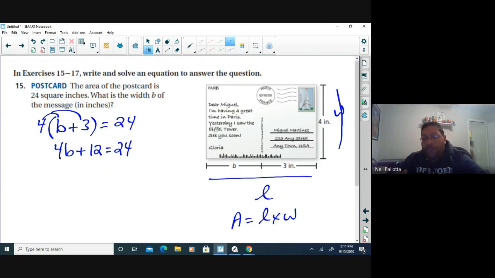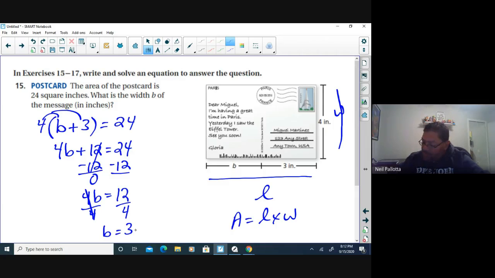We have our two-step equation. We use the inverse operations. So we're going to subtract 12 from both sides of that equation. On the left side of the equation, that's going to be 0. We're left with 4b is equal to 24 take away 12 is 12. We do the inverse of the multiplication, which is division. The 4 on the left cancels the 4 on the right. 12 divided by 4 is 3. So we wind up with b is equal to 3, and those must be inches.